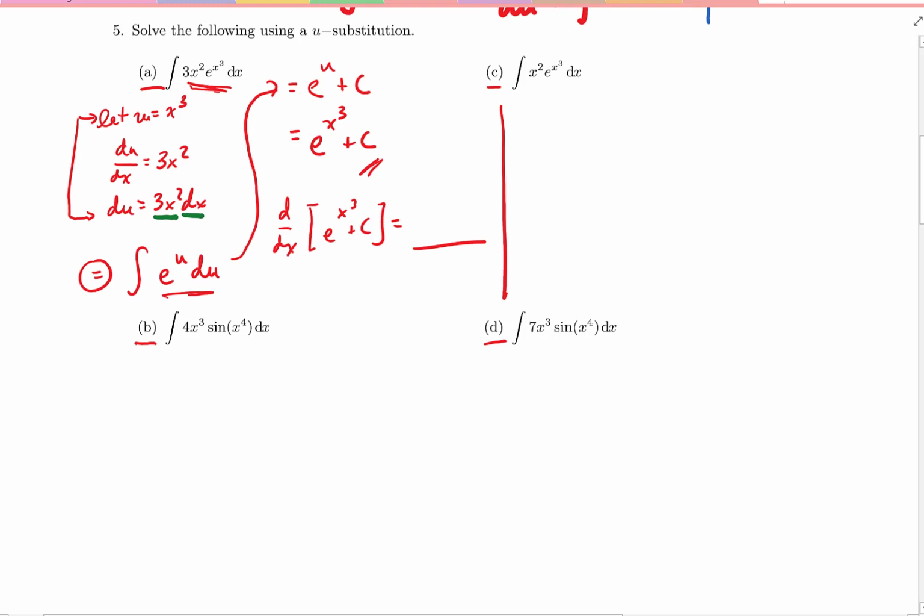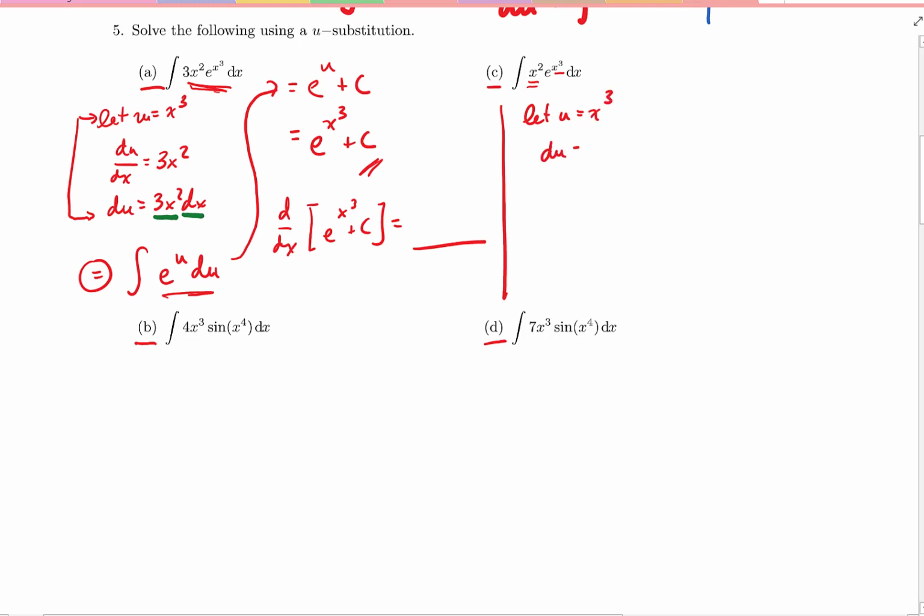Let's see what happens. I look in here and I see an expression, in this case x cubed, and I see the derivative of that expression up to but not necessarily including its constant. So the derivative of x cubed is 3x squared. I don't see the 3, but I've got an x squared part. That tells me I probably want to do a u-substitution. So here we go. We're going to let u be the expression whose derivative also shows up.